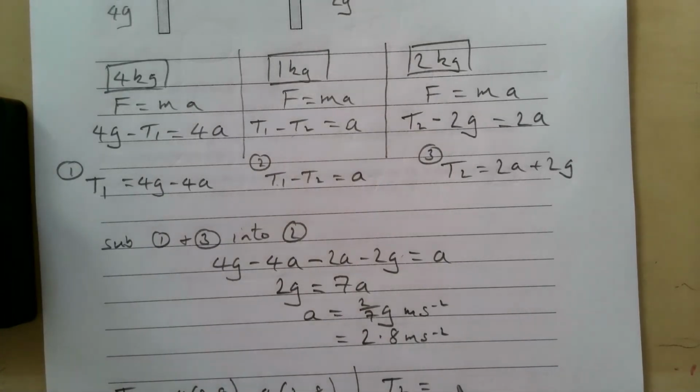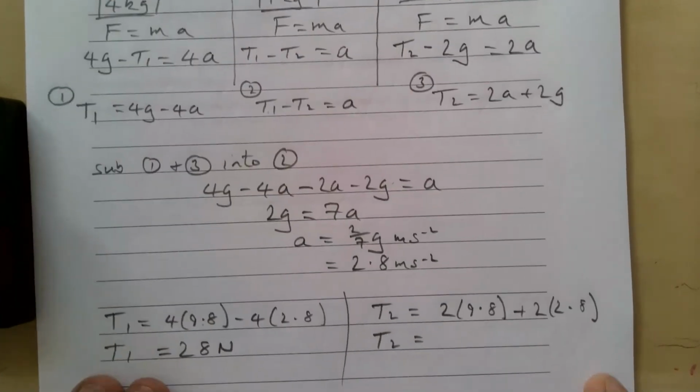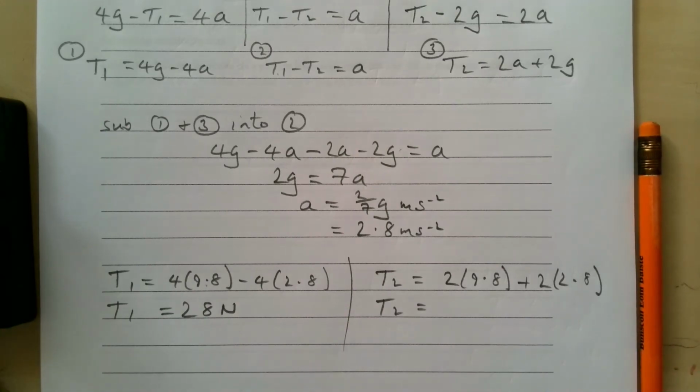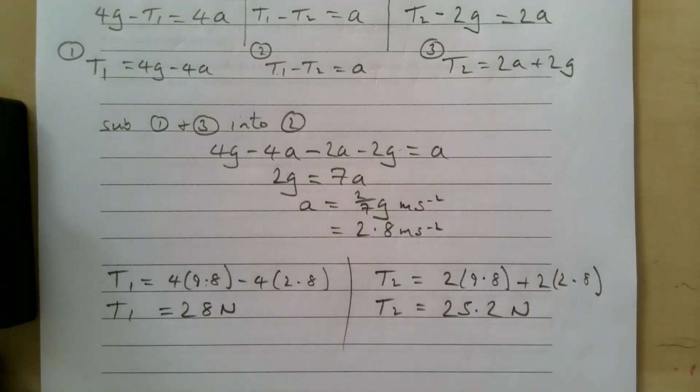T2 equals 2 times 9.8 plus 2 times 2.8. Oh, you can't even see that. Apologies. Hopefully that makes sense. There's my T1 there, 4g take away 4a, and we have that. And then 2 times 9.8 plus 2 times 2.8. So just put it in the calculator here, and I end up then with 25.2 newtons. Hopefully that all makes sense.